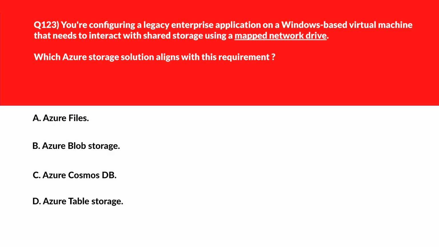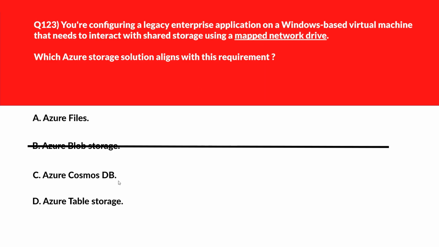Alrighty, now let's look at this question. Option A says Azure Files. Azure Files supports SMB protocol, enabling Windows application to access shared folders through mapped drive. Let's keep it. We'll move to B. B says Azure Blob Storage. Azure Blob Storage is designed for object access via REST or software development kits and is not usable with mapped drives. Wrong answer. Let's move to option C.